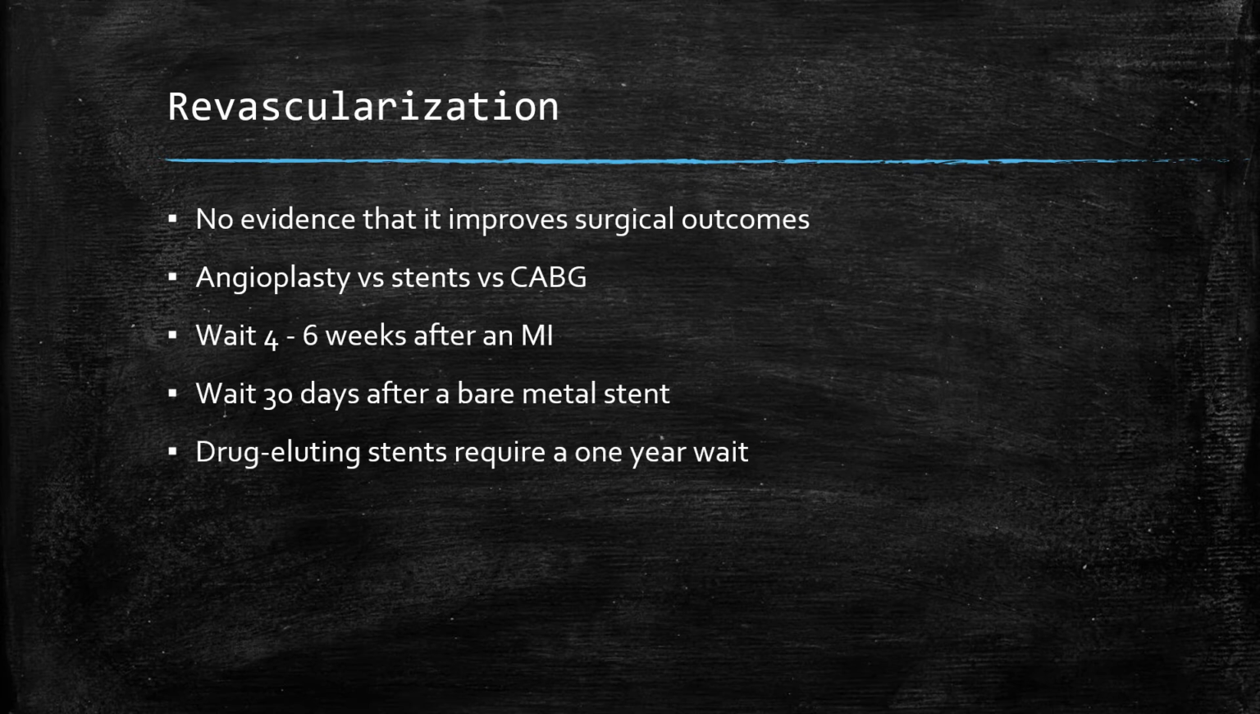If our patient has had a recent MI, we need to wait at least 4 to 6 weeks before we operate. If the patient has a bare metal stent placed, then we need to wait at least 30 days before we consider operating. If they have a drug-eluting stent placed, then ideally we would wait 1 year before proceeding.